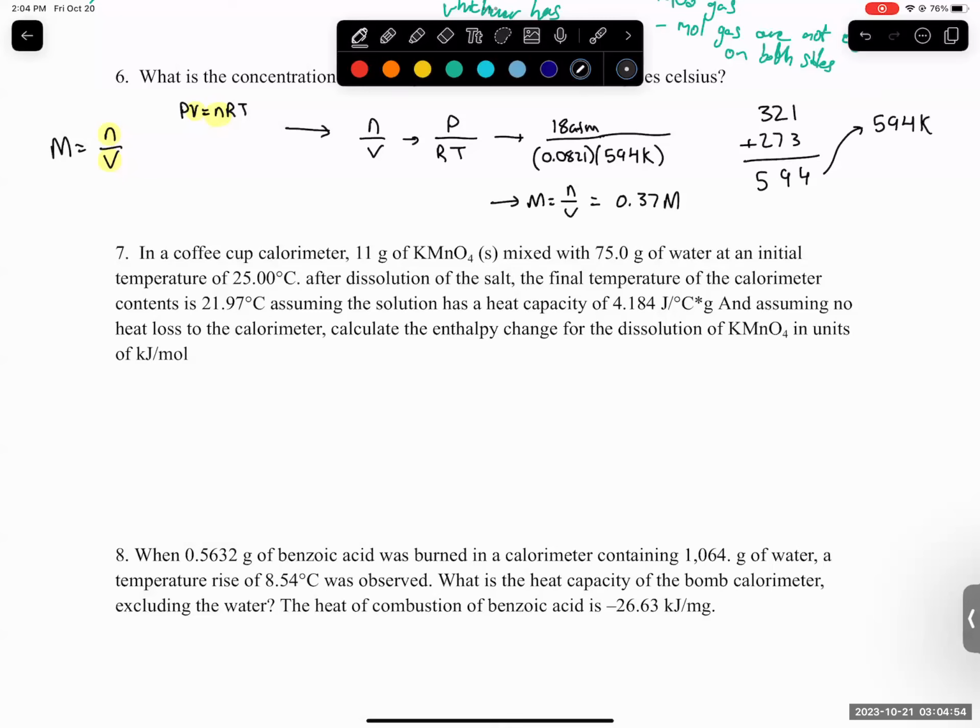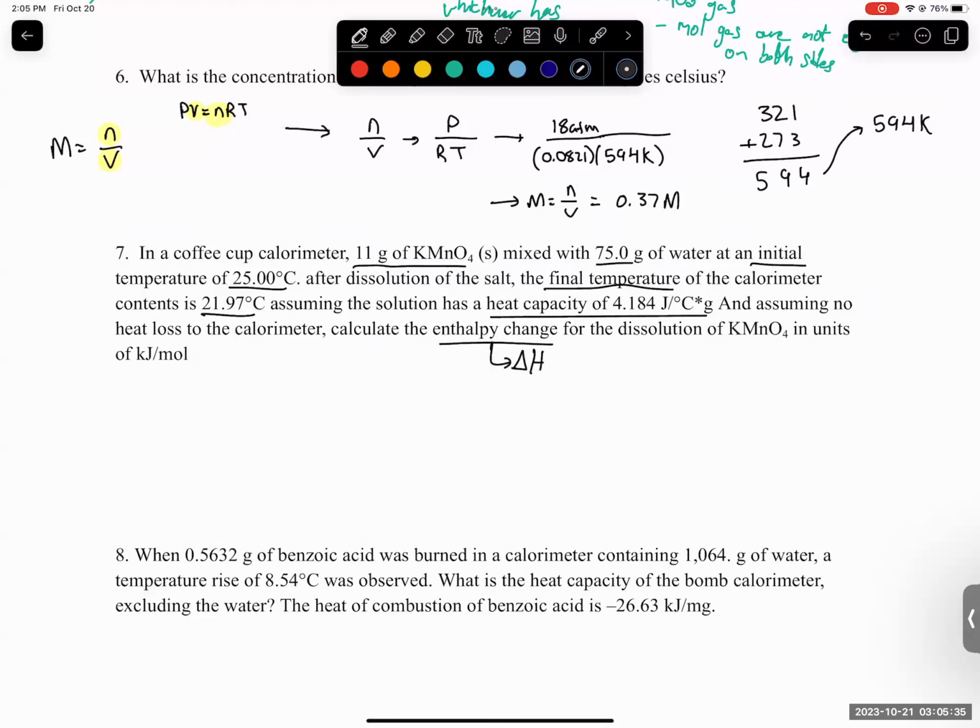Enthalpy change. What's the symbol for that? Delta H, yeah. That's really what we're solving for here, delta H. So in this type of question, it's important to look at what you really need at the end of the day. What I like to do is underline the stuff I need. So 11 grams of KMnO4, 75 grams of water, initial temperature, final temperature 21.97, heat capacity.